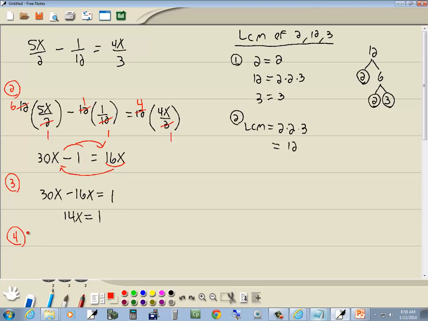Step 4. Divide both sides by the number in front of our x. Well, the number in front of our x is a 14, so I divide both sides by 14. I'm going to do that. These 14s are going to cancel. And our answer is x is equal to 1 over 14.